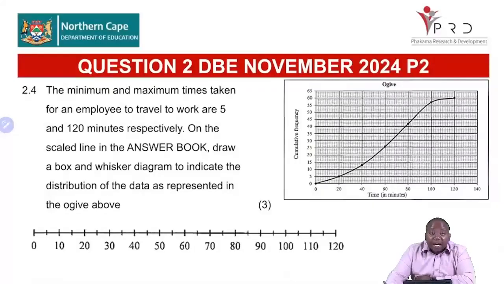Welcome back, grade 12. Let us look at 2.4. 2.4 is as follows. The minimum and the maximum times taken for an employee to travel to work are 5 and 120 minutes respectively. On the scaled line in the answer book, draw the box and whisker and indicate the distribution as represented in the OGIVE above. So what are we looking at here? This is our scaled number line from our answer book. I've given it to you there, so that when you're drawing that box and whisker, you are able to utilize that.